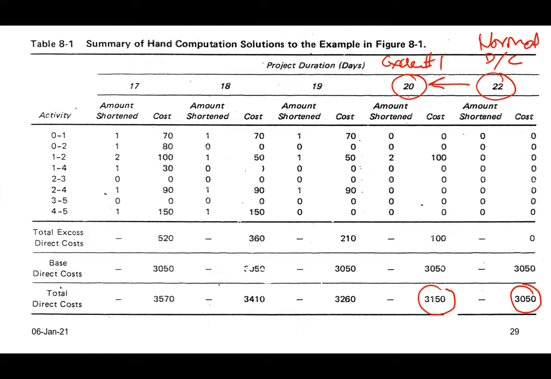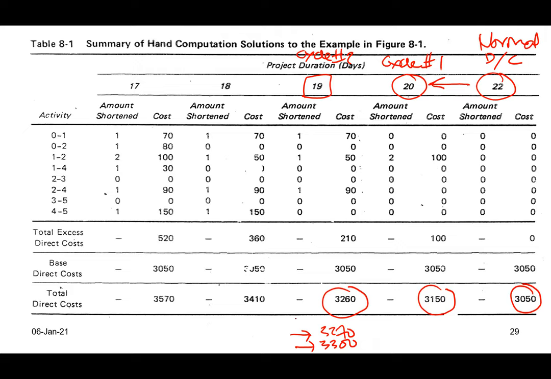But then in cycle number two here, this table gives a different answer, 3260. Whereas our answer is 3270 and 3300. You see? Different answers. So the question is, which answer is the right answer?